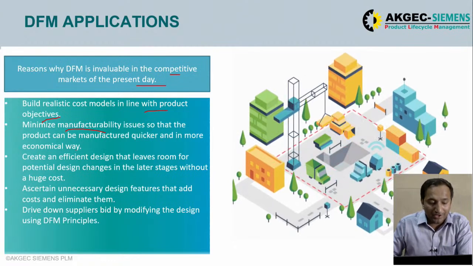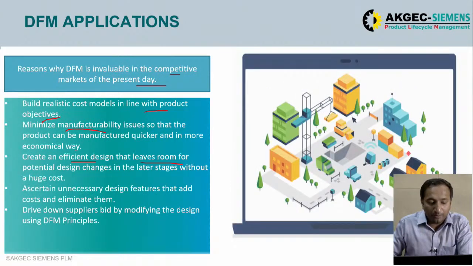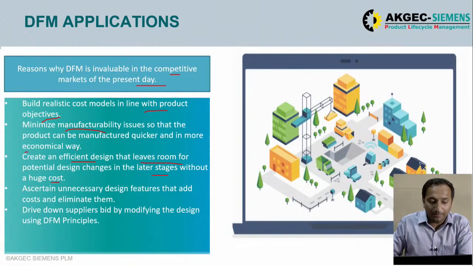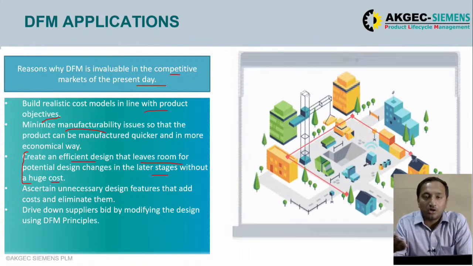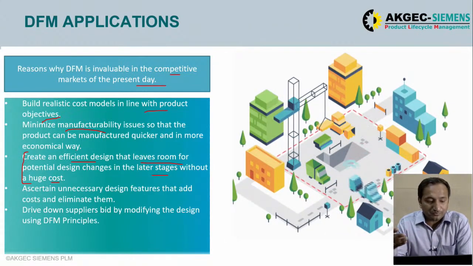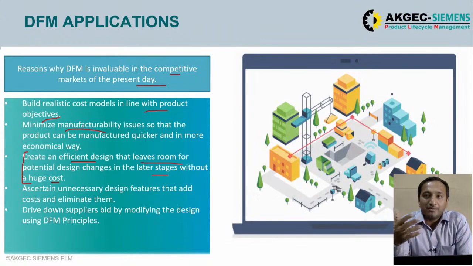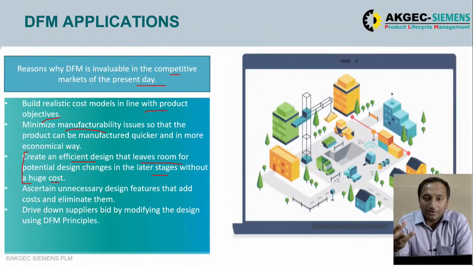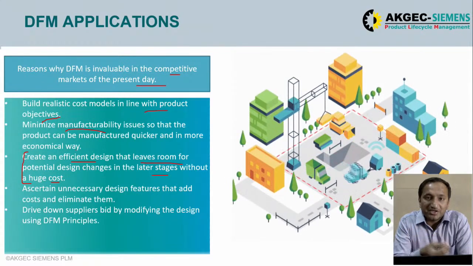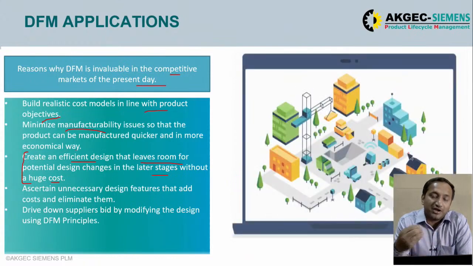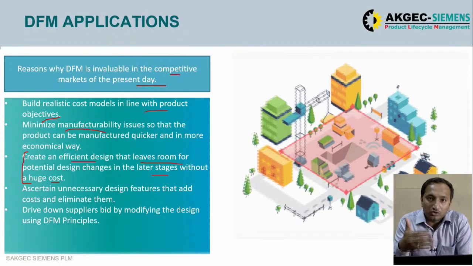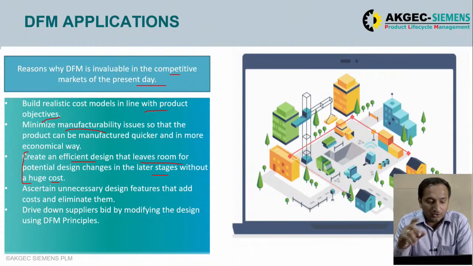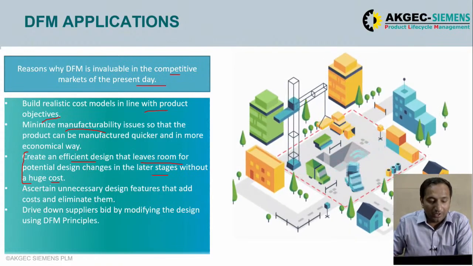Now we also want to create an effective design that leaves room for potential design changes in the later stages without a huge cost. It is a very important step, as I think I have also talked about it earlier, because whenever customers demand changes in the end, sometimes using user feedback, saying that we want these changes in the design, the design should be in such a way that when you want to change it at the end stages, it shouldn't affect the manufacturing processes. So the design should be made in that way.